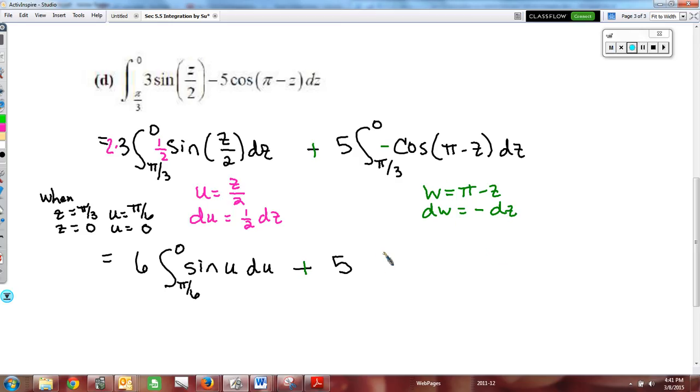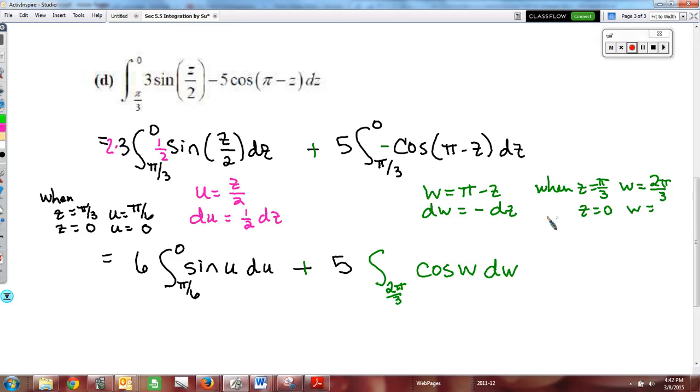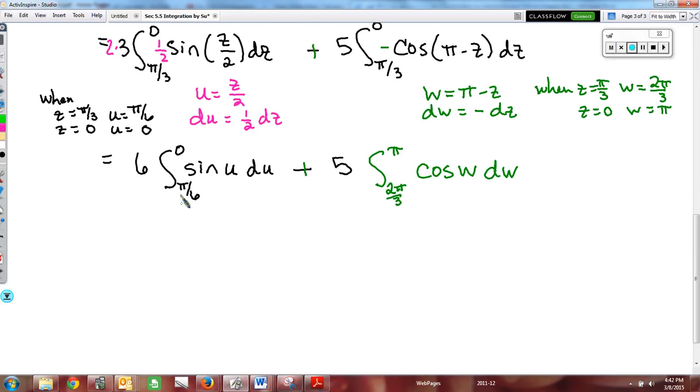And so when I do this and I do my substitution, it's going to be cosine of w dw. And then now I need to change my bounds here. And again, when z is pi over 3, now we're changing it in terms of w. W is going to be pi minus pi over 3, which is 2 pi over 3. And then when z equals 0, w is going to be pi minus 0 or pi. So you'll notice that we ended up with two completely different bounds in this, but it was because I had to do one u substitution over here and a different u substitution, also known as a w substitution, over here. And since I'd already used u, I went ahead and switched my variables.